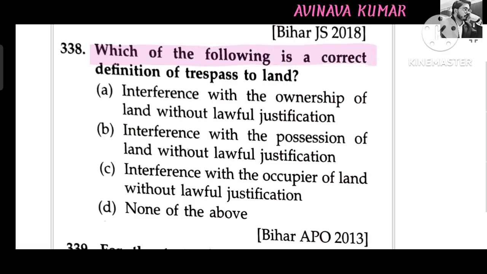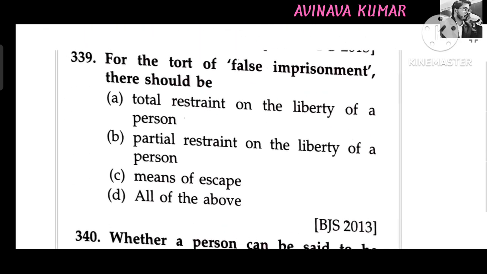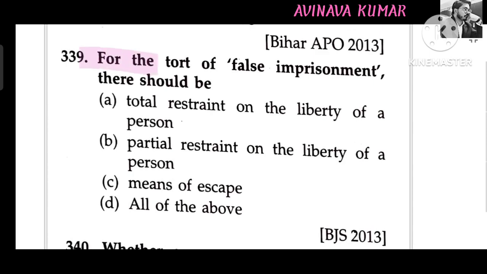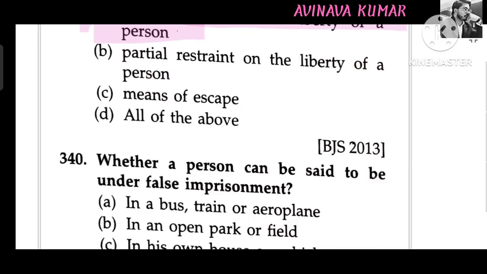Which one of the following is the correct definition of trespass to land? Answer is B. Interference with the possession of land without lawful justification. For the tort of false imprisonment, there should be... Answer is A. Total restraint on liberty of a person.